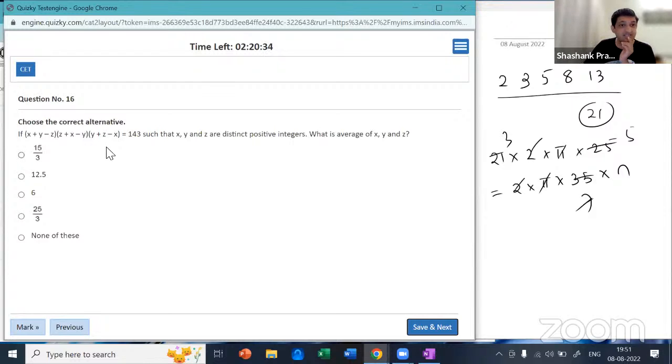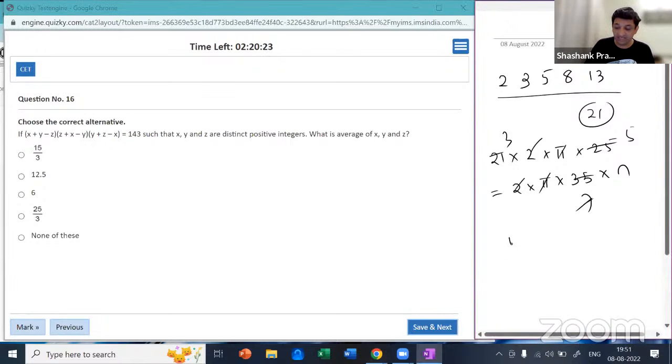x plus y minus z, z plus y, 143. x, y, z are distinct positive integers. Average of x, y, z. There is no CBD here. So 143 I need to split. 143 I can split as 11 into 13. 3, 11, 13, 1 I think. That should be the one. Otherwise 143, 1, 1.